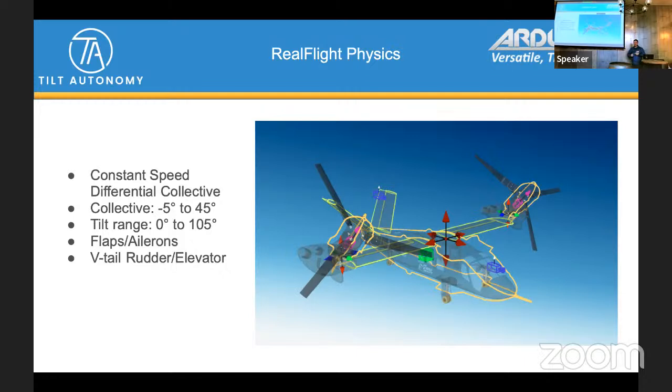Another great example of that is the V-22. If you look at the V-22 physics, it's basically a quadcopter underneath, and then they just tilt the quadcopter. They totally cheat.